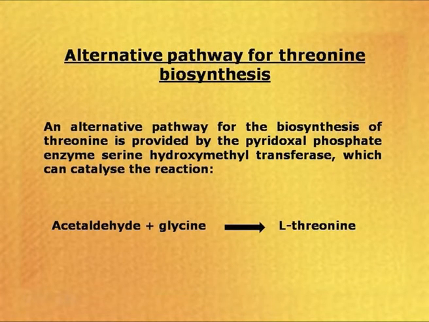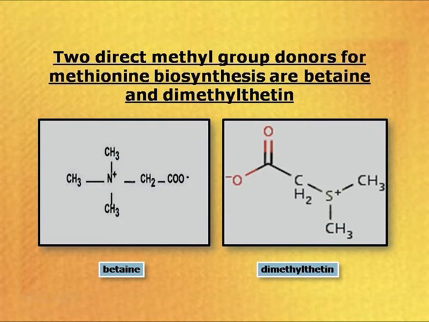Now, an alternative pathway of threonine biosynthesis also occurs, where the reaction between acetaldehyde and glycine results in the production of L-threonine. The enzyme catalyzing the reaction is serine hydroxymethyl transferase, and the coenzyme is pyridoxal phosphate or PLP. Now, there are 2 direct methyl group donors in case of methionine biosynthesis. These are betaine and dimethylthetin. This particular slide shows the structure of these 2 methyl group donors.